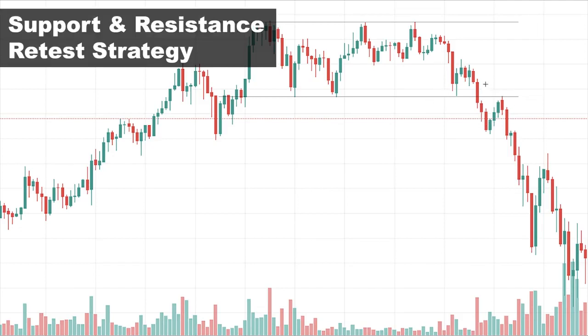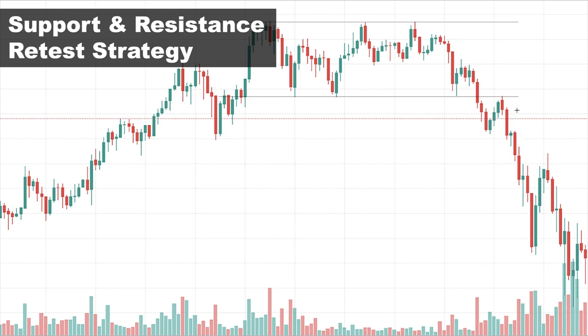Many of the times when the price breaks a support or resistance level before continuing its breakout direction, it retests the broken level. Actually, we have a pullback and then the price continues in the direction of the breakout, like our example here where the price breaks this support level, but after that we have a pullback and retest of the broken level, and after that the price turns back in the direction of the breakout and continues declining.